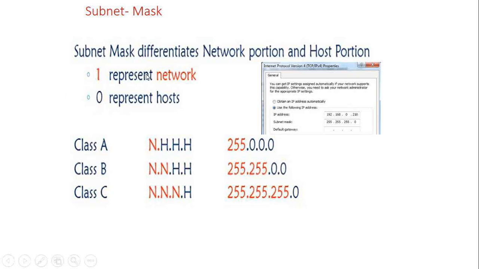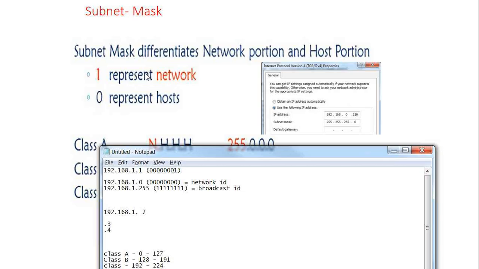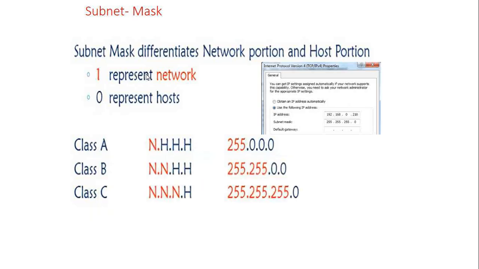How does it differentiate? On a given IP address, you will represent the network portion by all ones, and the host portion will be represented by all zeros. When you write that in the decimal format, that is called a mask or subnet mask. Very simple, plain guideline.